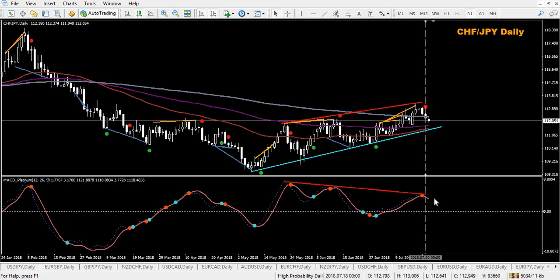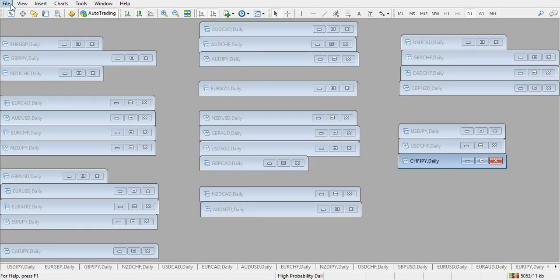But the MACD is a little way above the zero level. And I did take a trade in my private trading, and if you guys want to take one, then that's not an issue.